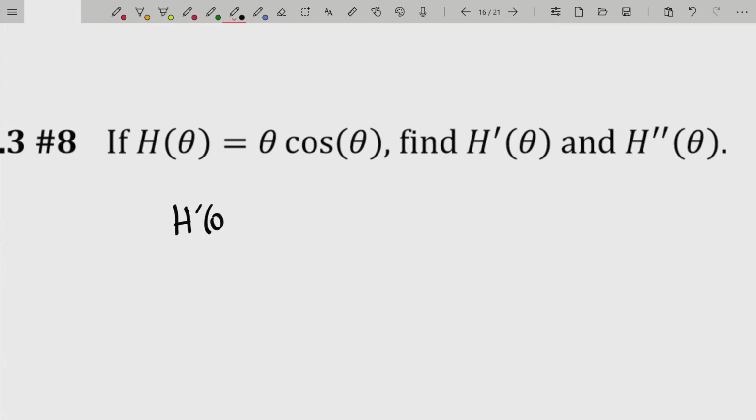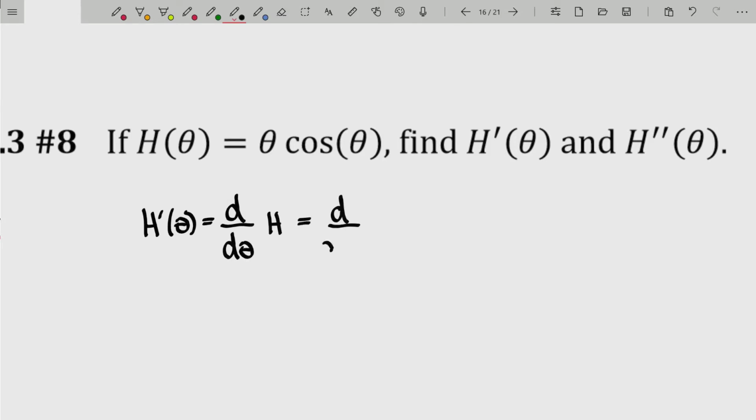So h prime of theta. Well, it's a product of two functions, so it'll be the derivative of theta. Maybe this is why I did this. Imagine, actually, I think a lot of people, when they see this, they might just say, wait, hold on, I don't know how to take the derivative of theta. You do. H prime of theta is actually the derivative with respect to theta of h.